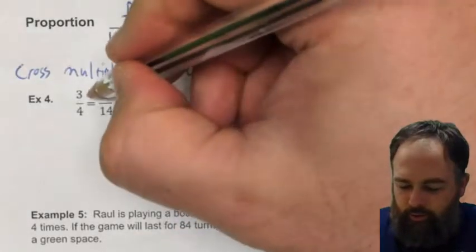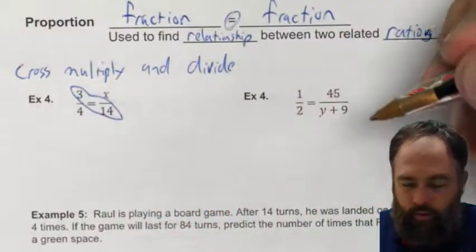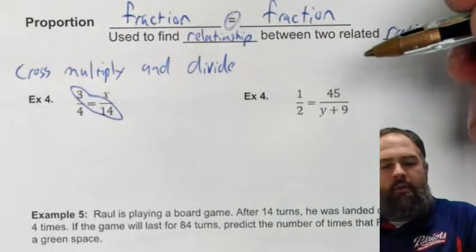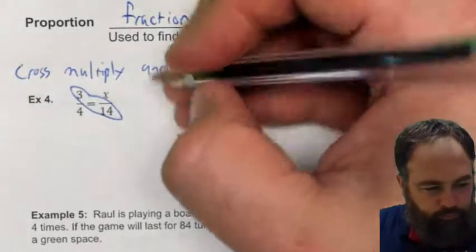All right, so let's go and do this. Cross multiply is 3 times 14. And 3 times 14 comes out to 42.